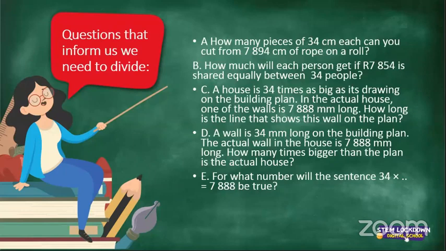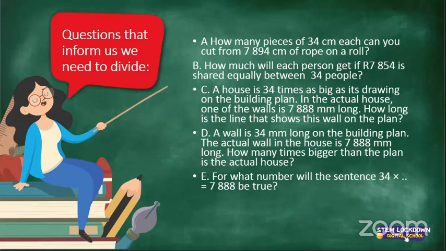How long is the line that shows this wall on the plan? Remember, we're told that on the plan, a house is 34 times as big as the drawing on the building plan, right? So this tells you you have to divide 7,888 by 34, right? So we're moving along.